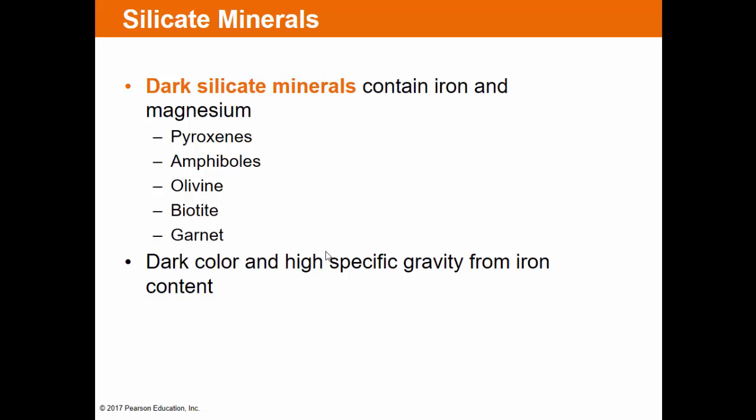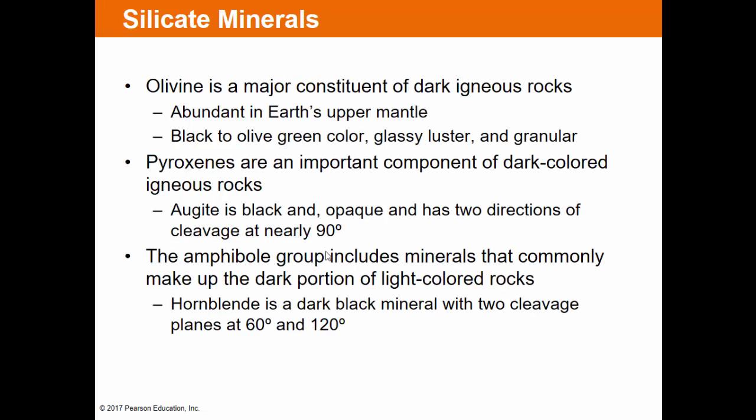So the other type of silicate I mentioned is the dark silicate minerals. They contain iron and magnesium. Partial list here: olivine, garnet, of course, dark color and high specific gravity because they have a high iron content, so they tend to be heavier. Olivine is a major constituent of dark igneous rocks, abundant in the Earth's upper mantle. It's black to olive green color, glassy luster, and granular.